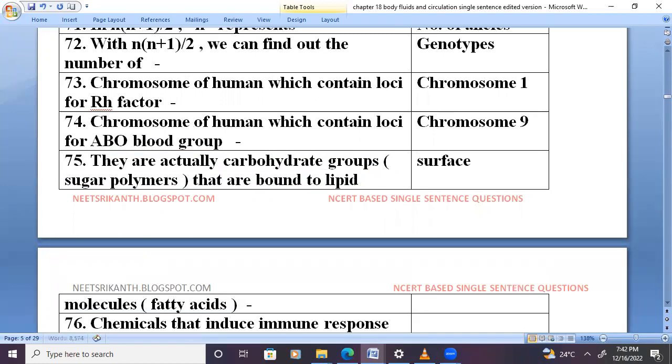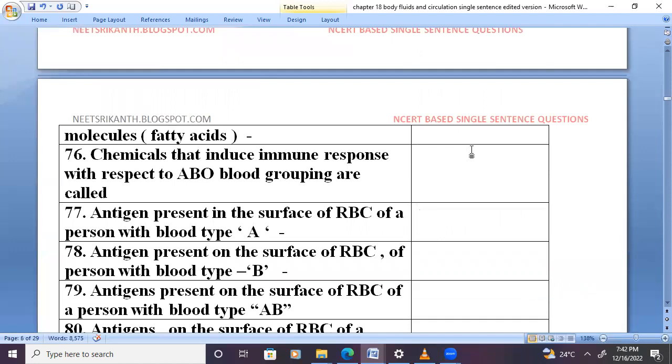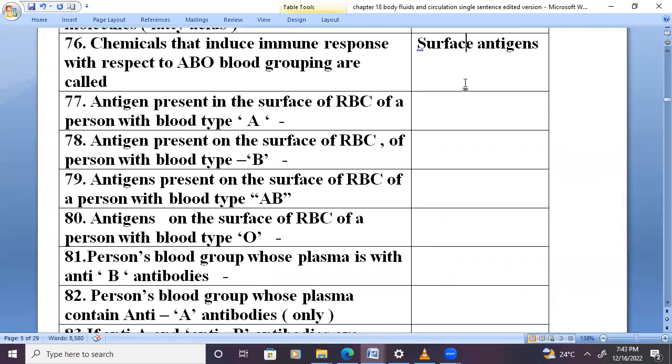Chemicals that induce an immune response with respect to ABO blood grouping are called surface antigens. Surface antigens are nothing but A and B. We call them A and B sugar polymers.